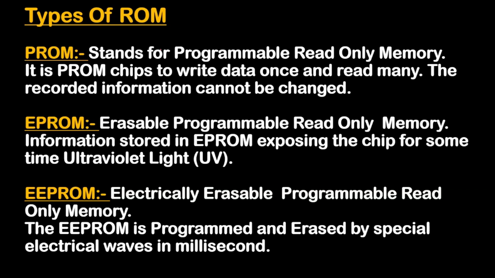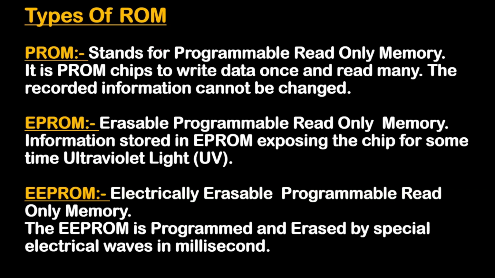We have three types of ROM available. Number one is PROM. PROM means programmable read-only memory. So it is a PROM chip to write data once and read many. Means on this type of ROM, data can be written only one time, by the manufacturer. After that, you can only read. When you restart your system, at that time your BIOS will be read. The recorded information cannot be changed. The BIOS you can't change. If your BIOS gets corrupted by any chance, then your motherboard will not work, and you can't change that. You have to change the motherboard.